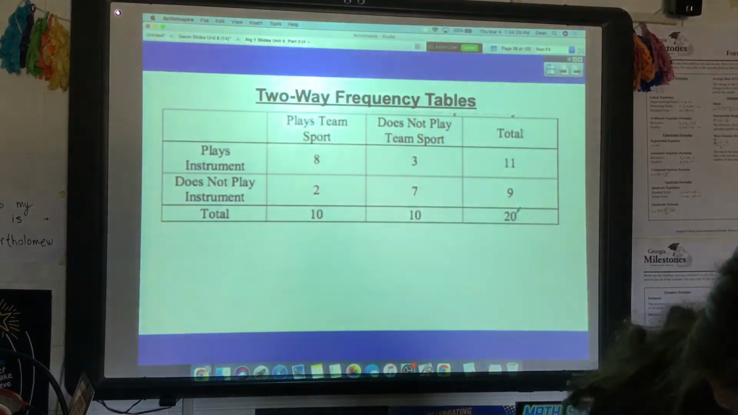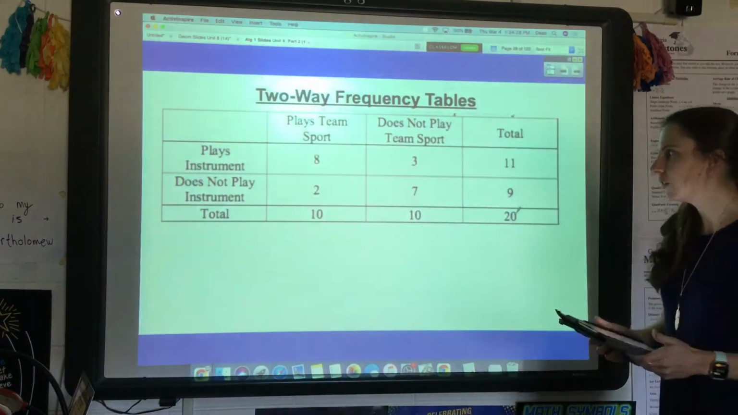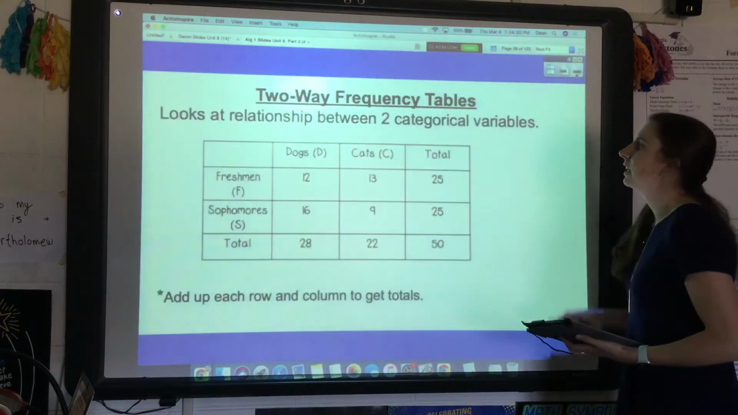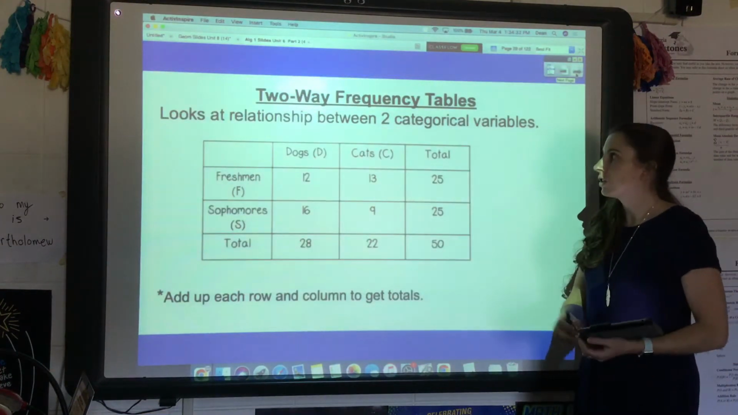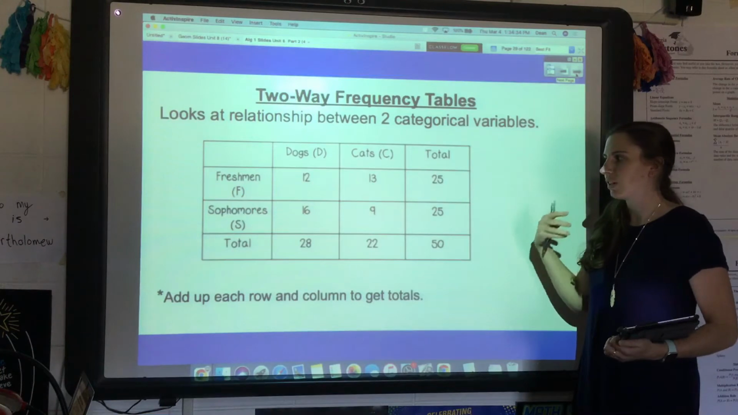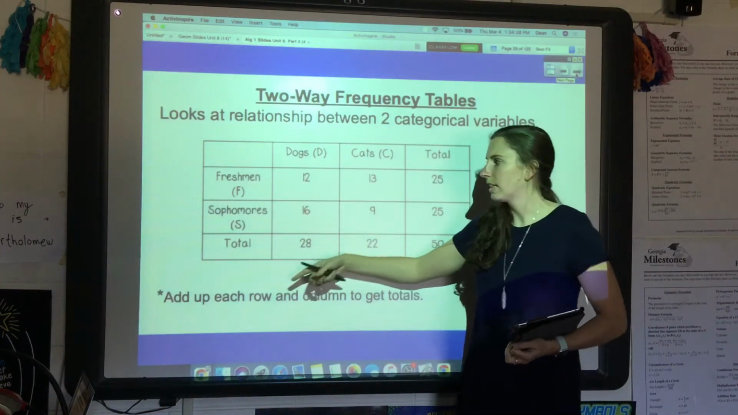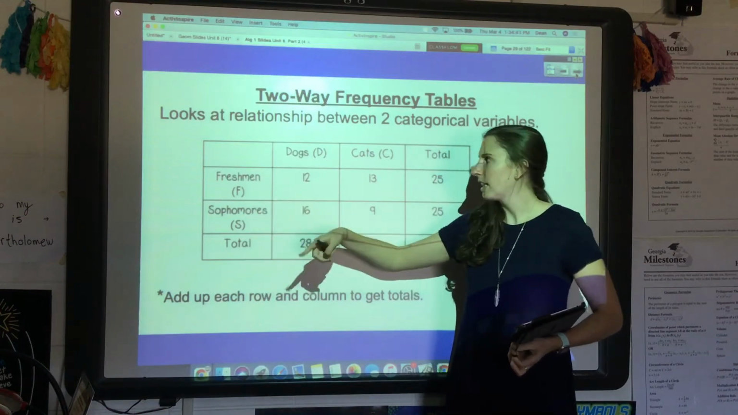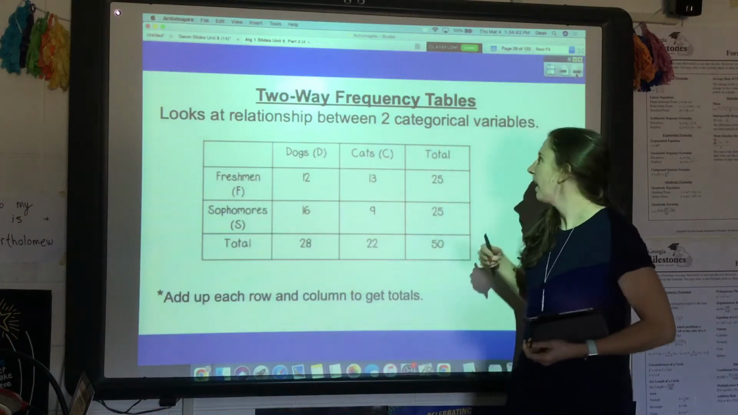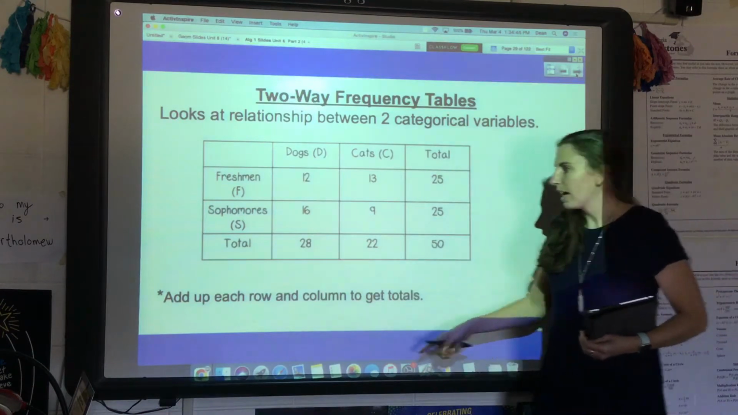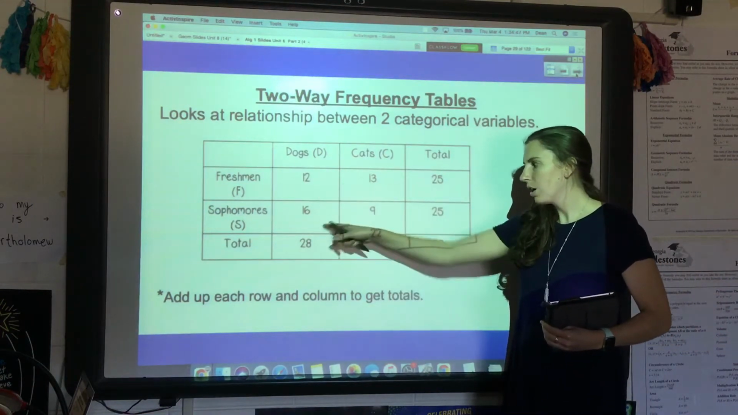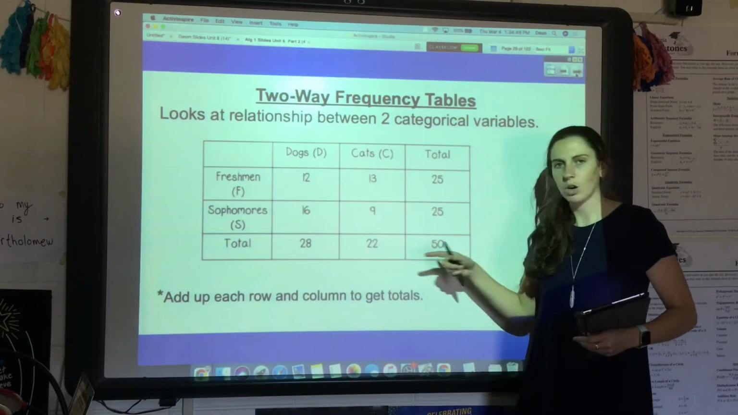So let me see here. Just a little vocab. First of all, two-way frequency tables are helpful for looking at the relationship between two categories. In this case, it would be the grade level and whether they like dogs or cats. You add up each row and you add up each column to get these totals.